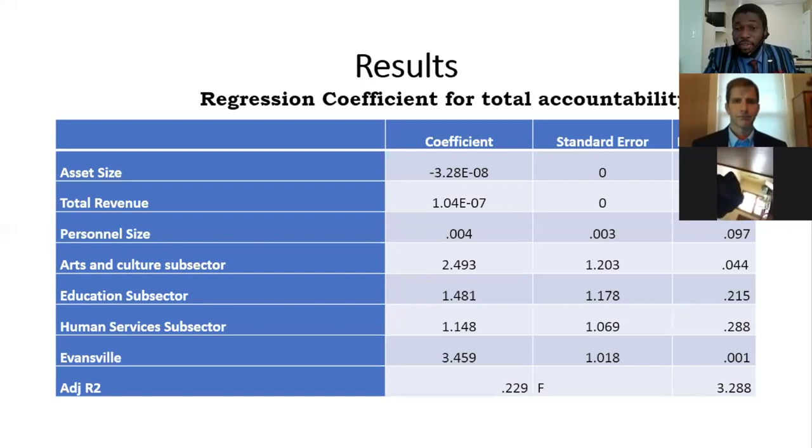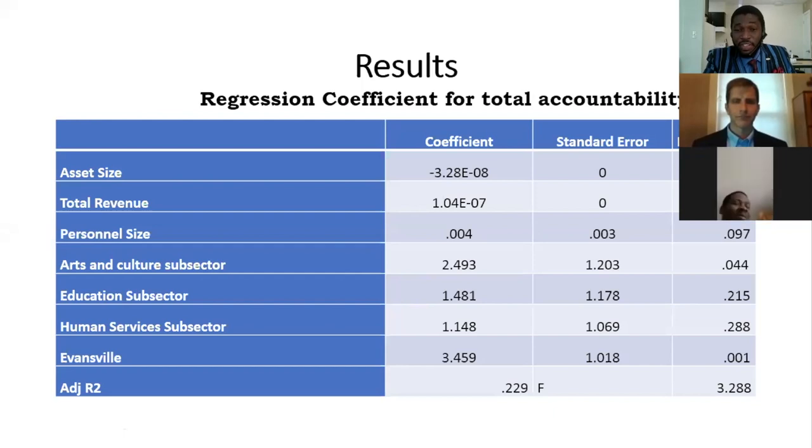For the third hypothesis, the p-value here being 0.051 indicates that we are 95% confident that there is a statistically significant effect of revenue on online accountability. So this confirms the third hypothesis.